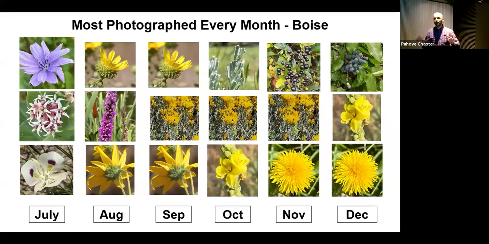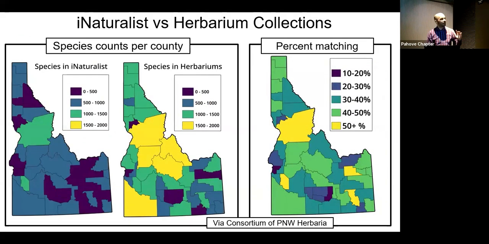So iNaturalist is really good at capturing all the very common plants that everyone sees all the time. But how is it with the entire flora? So I downloaded the database of the Consortium of Pacific Northwest Herbaria, which they make publicly available, and I cross-referenced everything, county by county. And iNaturalist represents about 50% of what's represented in the herbarium. So a little over half of all the species in Idaho are on iNaturalist, and that's at least one observation. That's not bad. It's not perfect either, but it's pretty good for a community science, very much volunteer effort.